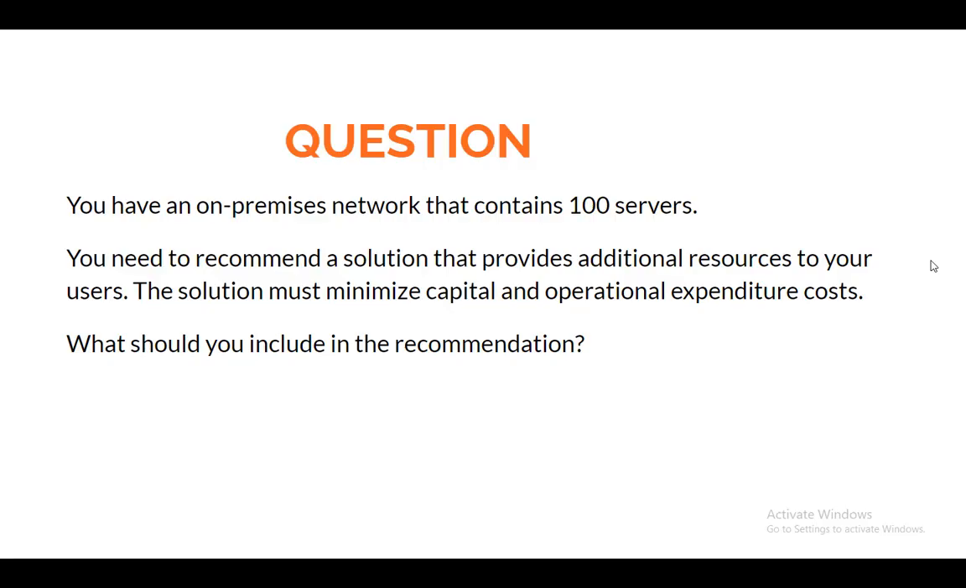Next question. You have an on-premises network that contains 100 servers. You need to recommend a solution that provides additional resources to your users. The solution must minimize capital and operational expenditure costs. What should you include in the recommendation?